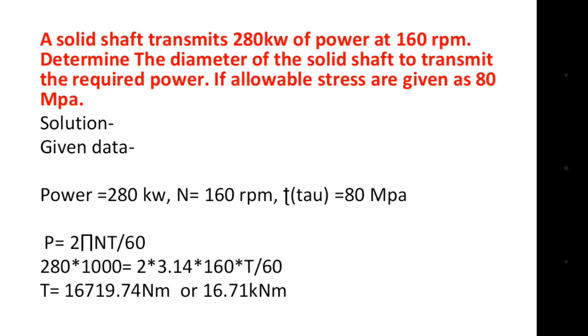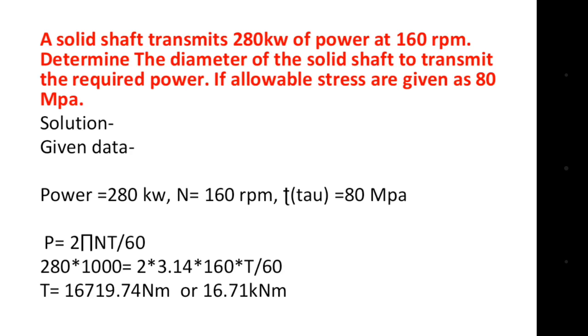Solution: we are given power of 280 kilowatt and rotational speed in revolutions per minute, whose value is 160 rpm, and the stress generated is given as 80 MPa, 80 megapascal. So let's go ahead and substitute the values in the power formula. As you are all aware, power is equal to T into omega, where omega is equal to 2 pi n. Let's substitute the values.